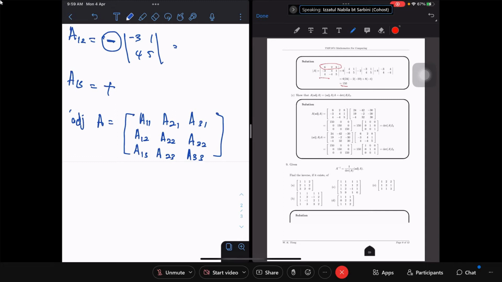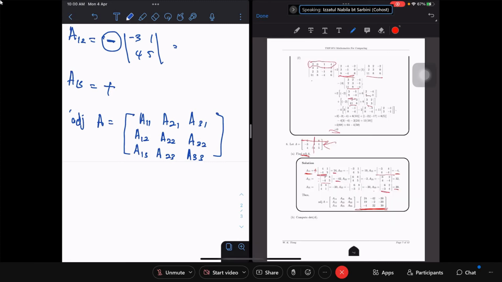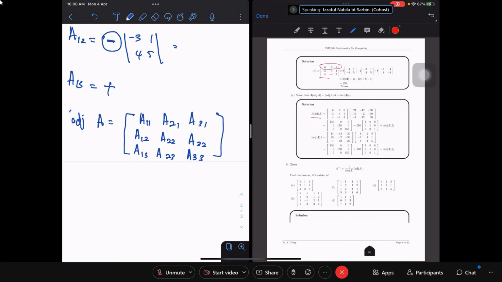Okay. And for C, we need to show A times adjoint A is equal to adjoint A times A, which also equals determinant A times identity. So what you do is just multiply A and adjoint A. A is given to you, and you already calculated the adjoint A. So you just multiply them together. You have this as your A, and this is your adjoint A. The product of the multiplication will be this matrix: 150, 0, 0, 0, 150, 0, 0, 0, 150.